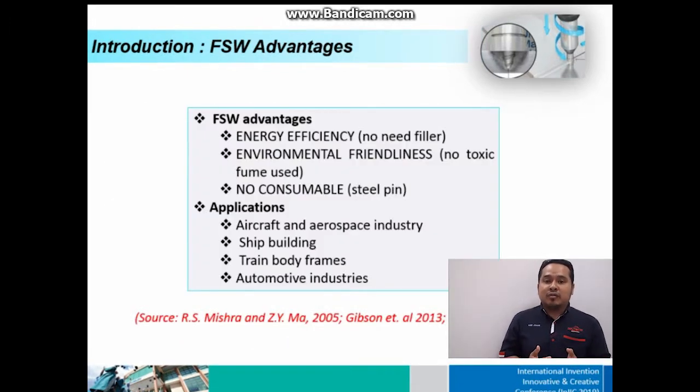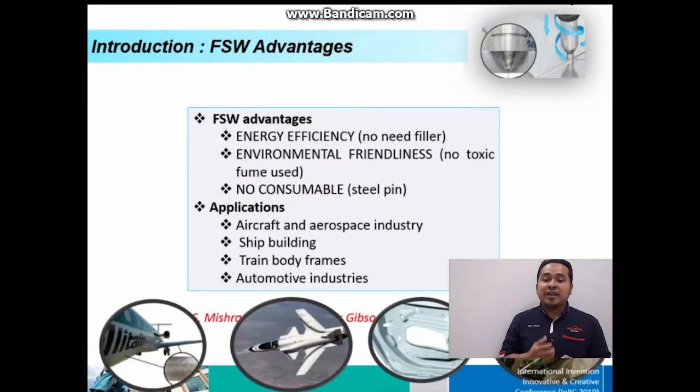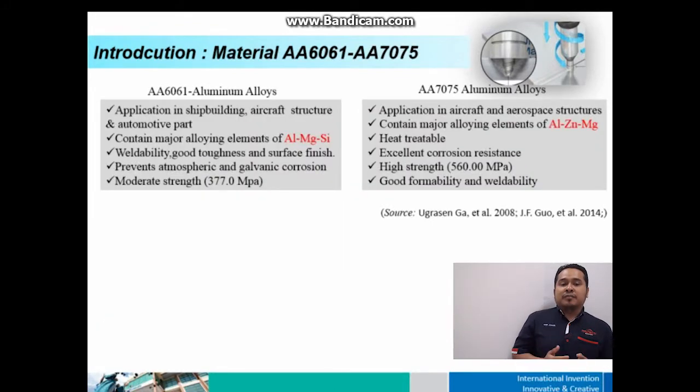What are the advantages of using FSW for the joining process? First, energy efficiency, with no need for filler. Second, environmental friendliness, with no toxic fumes, and it is non-consumable, as we use a steel pin. FSW is applied in the aircraft and aerospace industry, shipbuilding, train body frames, and the automotive industry.